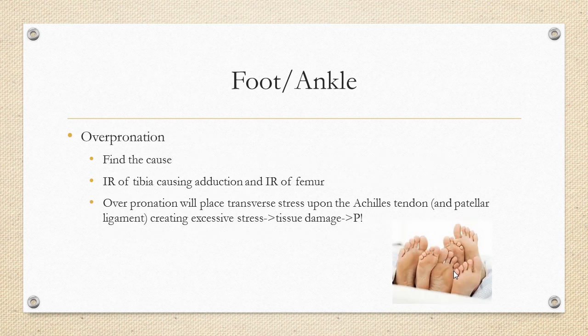As we've mentioned, not only with foot and ankle, but knee and hip, we've got to find the cause of overpronation. That internal rotation of the tibia will cause adduction and internal rotation of the femur. Works all the way up the chain. And we briefly mentioned this overpronation places transverse stress on the Achilles tendon and the patellar ligament, which creates excessive stress and tissue damage and pain. We know that these tendons really prefer to work in the sagittal plane, not the transverse plane.